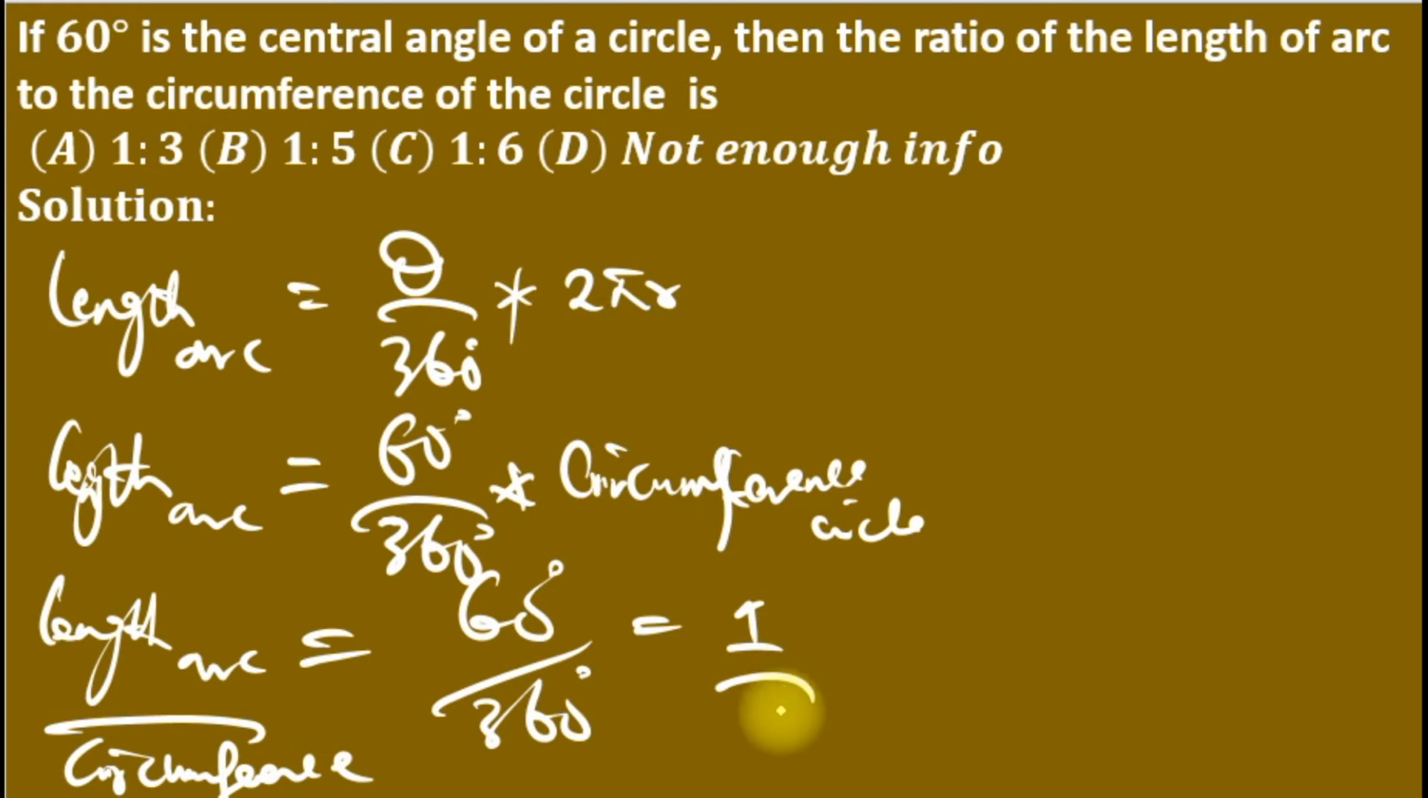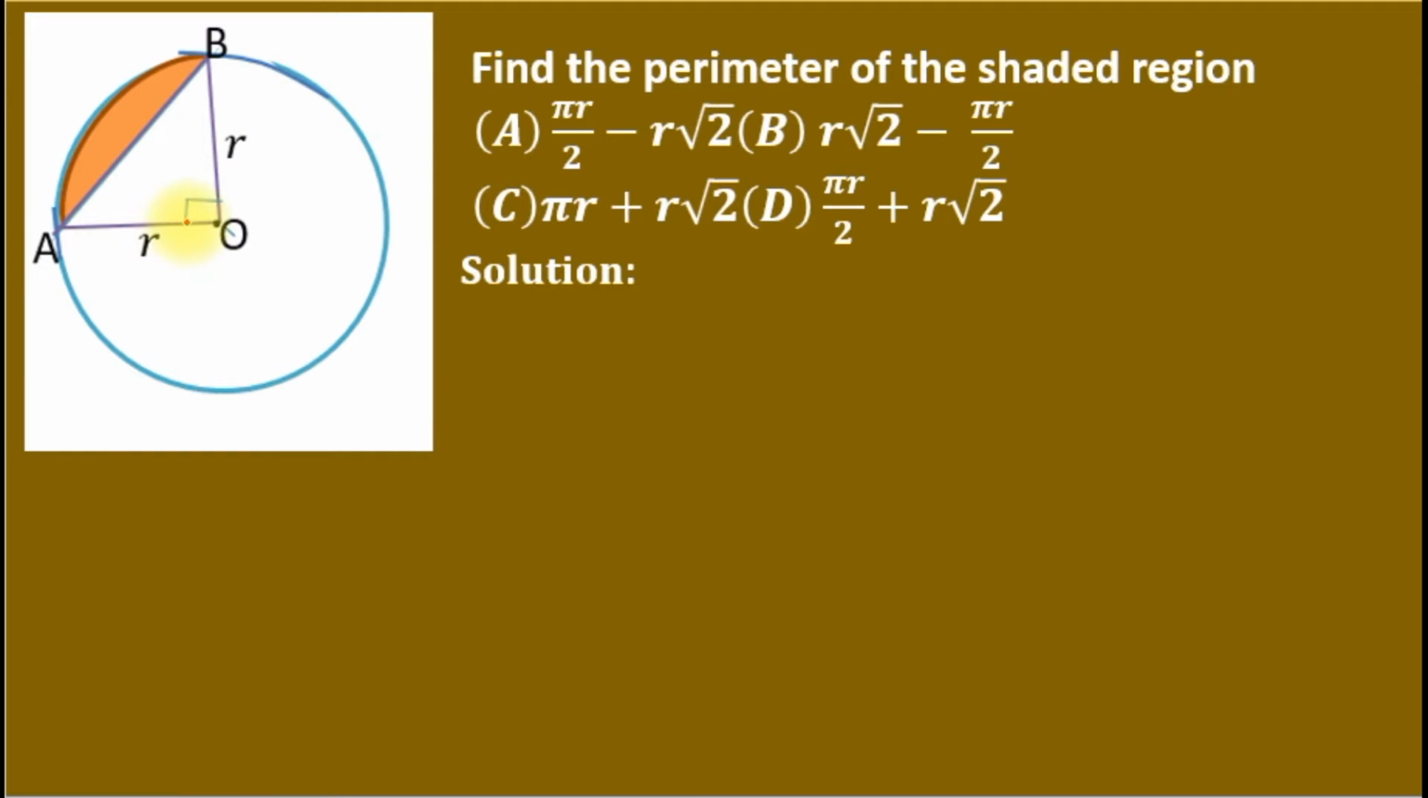Which is 1 over 6. To find the perimeter of the shaded region, see the shaded region. And the shaded region has what? The length of arc and the hypotenuse, because this is 90 degrees, the hypotenuse of the triangle. And again, this is an isosceles right triangle. This is R, means that AB must be R times root 2, by the 45-45-90 triangle. See, this is R, this is R, this is 90.